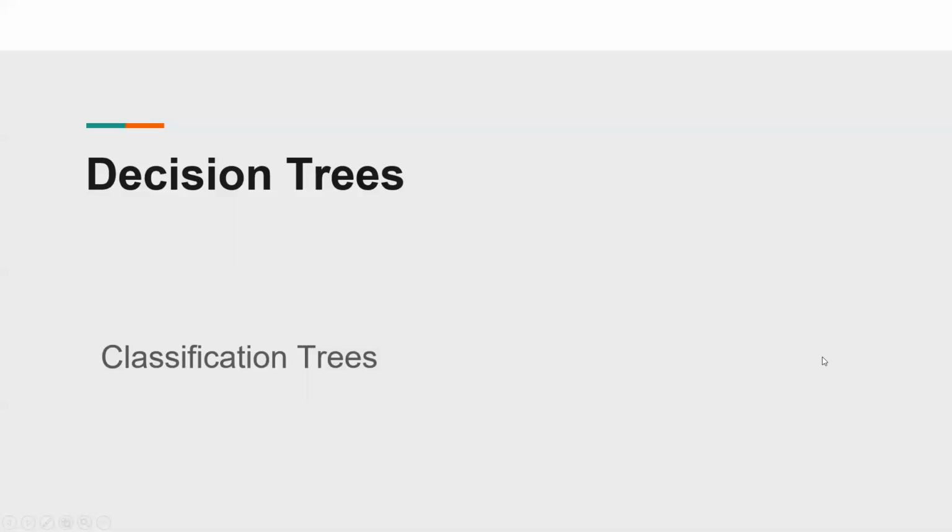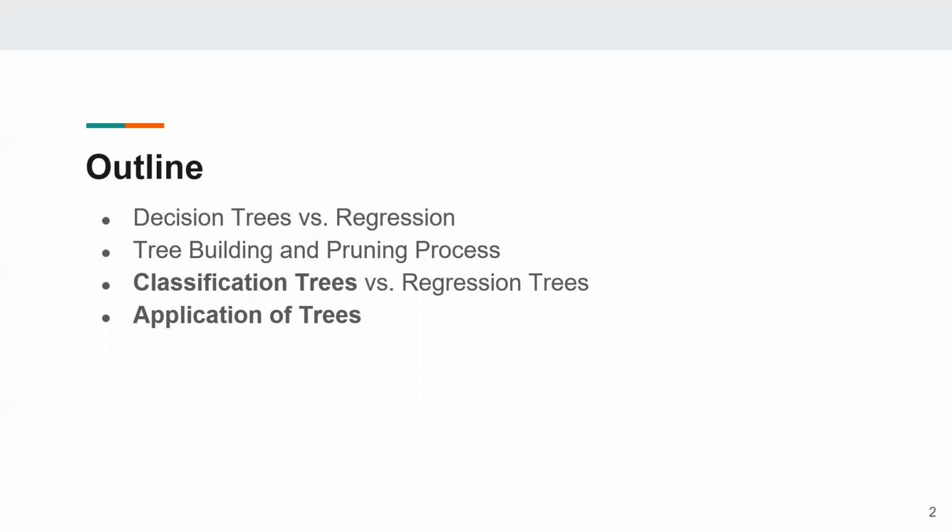Let's continue our discussion on decision trees. In this section, we are going to focus on classification trees. We studied the difference between decision trees and regular regression methods, essentially regression trees versus regression itself. Regression specifically refers to linear regression, nonlinear regression, but here decision trees refers to regression trees, meaning decision tree-based regression. And then we studied the tree building and pruning process.